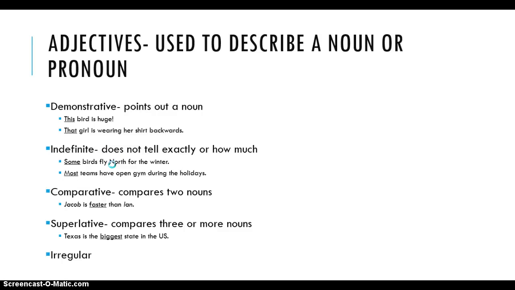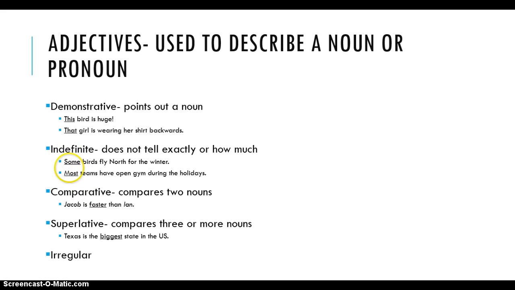And then our adjectives. Our adjectives describe the noun or the pronoun. So we have demonstrative, indefinite, comparative, and superlative. And then we also have those that don't follow any of these rules, and those are our irregular adjectives. Our demonstrative adjectives point out what the noun is. So: this bird is huge. It's specific.